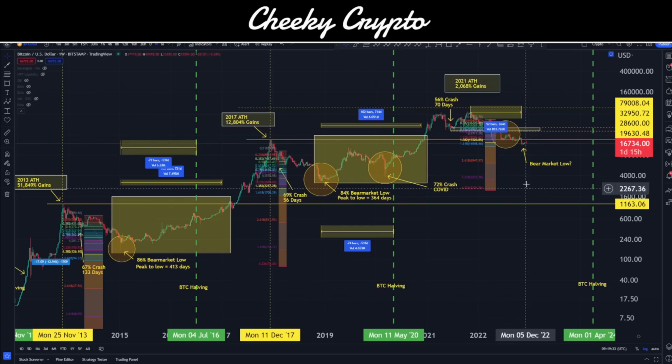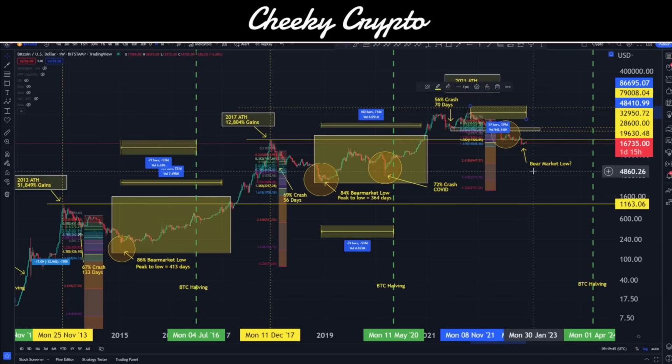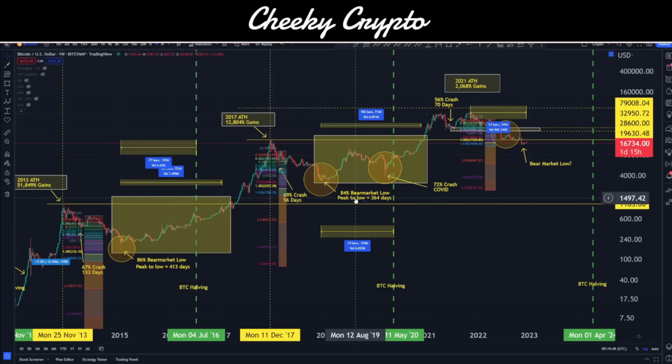Okay, so lots of things to be thinking about there for consistency around those bear market lows. In terms of time, though, we have now progressed quite a bit. We are now in a 399-day bear market. Again, the previous one was 364 days. The one before that was 413 days. So we're definitely getting into that nitty gritty.